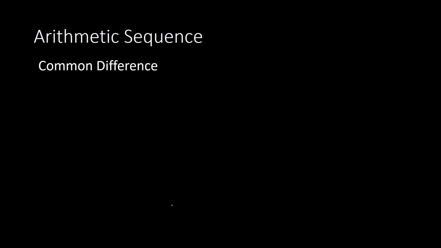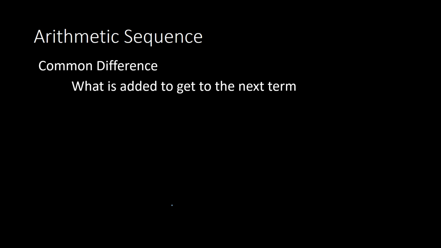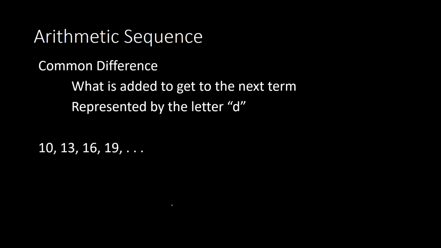Now looking at arithmetic sequences, we have what's called the common difference, which is what we add to get to the next term. We use the letter D to represent it, and an example of this would be looking at the same numbers we had before, 10, 13, 16, 19, and etc. Because I'm adding 3 each time, my common difference would be 3.